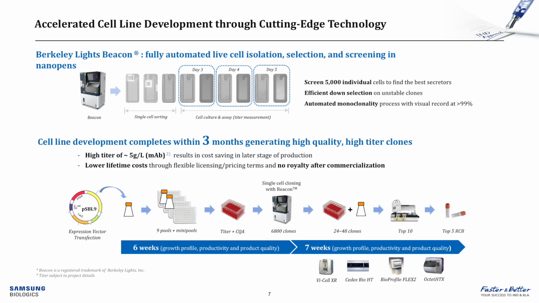This overall process prior to the Beacon is about 6 weeks, which allows us to rank for a growth profile, productivity, and product quality. The timeline on the Beacon itself is anywhere from 3 to 5 days, depending on the growth rate on the chip itself. And the final scale-up and screening is 7 weeks from the Beacon to your research cell bank.